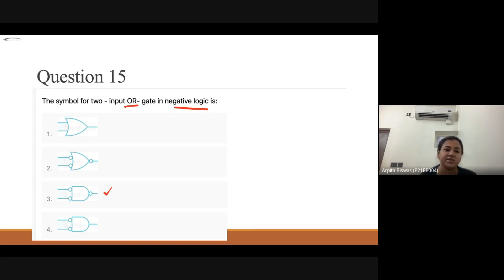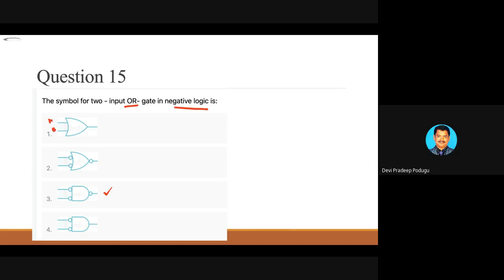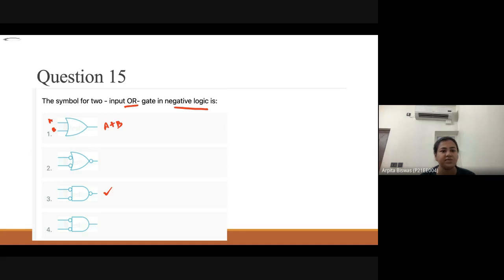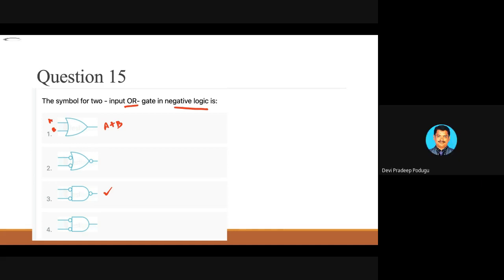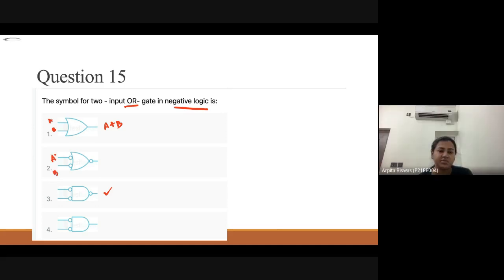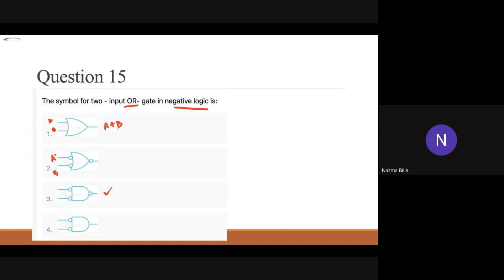So in the first case, tell me what is the output if it is A and B. A plus B. No, it will be A bar plus B bar. Madam is asking for the individual answers. You can match with the options first. Tell me here what is coming. A bar plus B bar, whole bar.